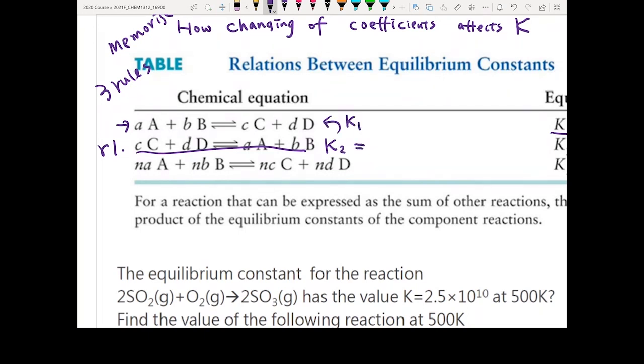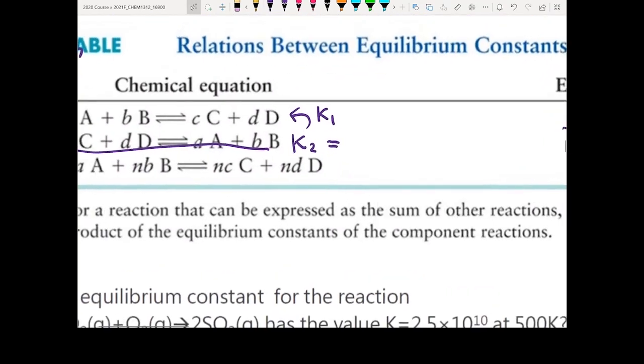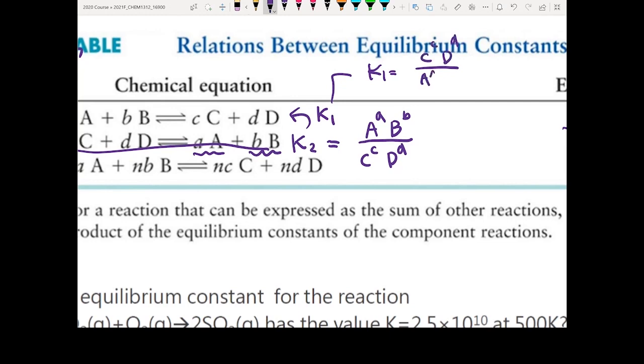From what we learned, for the reversed reaction I can write K2 as the product A to the a's power, B to the b's power, over C to the c's power, D to the d's power. K1 is actually C to the c's power, D to the d's power over A to the a's power, B to the b's power. So K2 is simply equal to the inverse of K1. If you switch your chemical reaction, the new equilibrium constant will be the reciprocal of the original equilibrium constant. That's the first rule that you need to memorize.